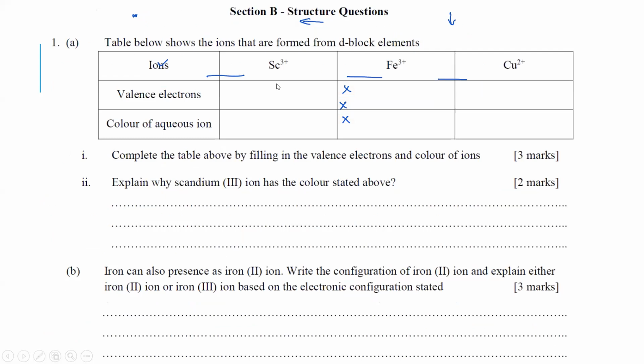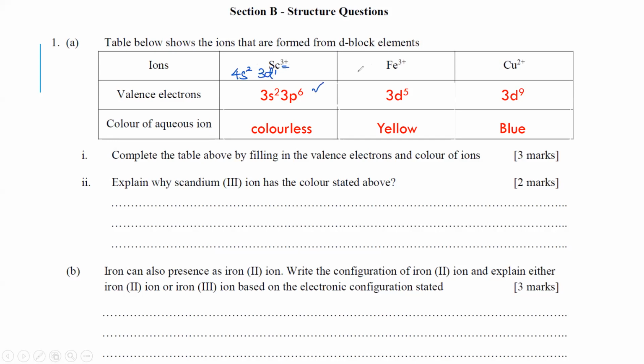Question number 1. The table below shows the formation of some of the elements inside the d block. Complete the table by filling in the valence electrons and the color. For scandium 3+, scandium originally has the valence electrons 4s2 3d1. So when you remove 3 electrons, the valence electron count becomes 0.